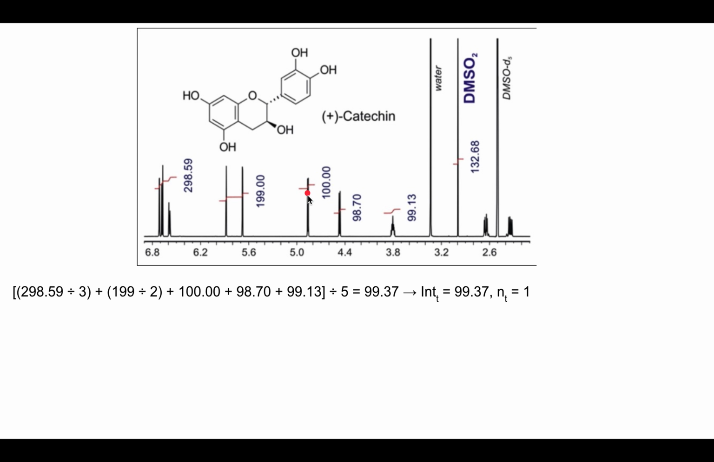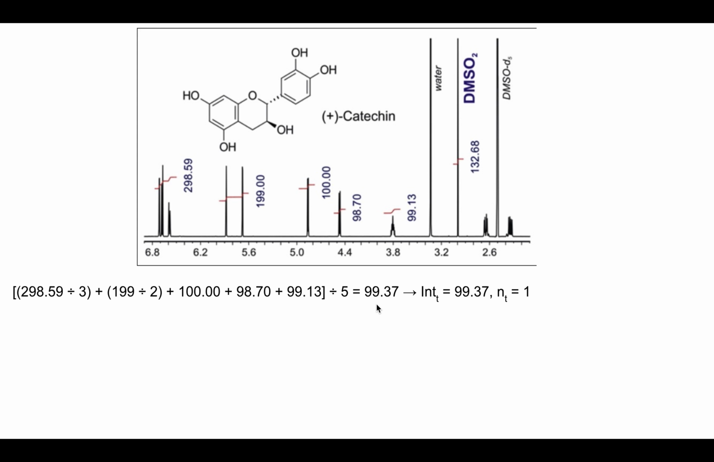There's only 1 proton present in this signal, so we take 100 divided by 1, and that's still 100. These 2 signals each contain 1 proton, so we leave it at that. These 3 would be already normalized. So we take the average of those normalized signals, divide it by 5, and we get a value of 99.37. This becomes our integral value for the target analyte.